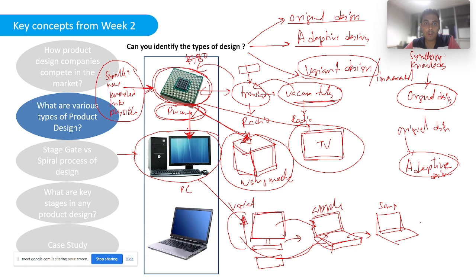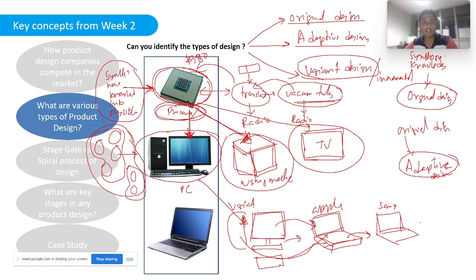Now, in order to develop adaptive design, you need to be creative about how existing technologies can be used in a smart way so that you can come up with different concepts. So this is the skill someone needs as a product designer. When you have already existing technologies, you can combine them.